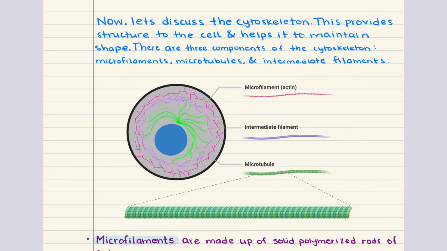The cytoskeleton is made up of three main types of protein-based filaments. We have microfilaments, microtubules, and intermediate filaments. Each type has its own structure and function, and we're going to go over each in detail.